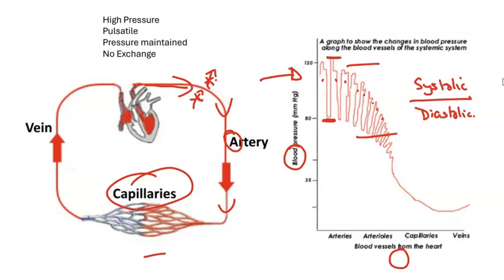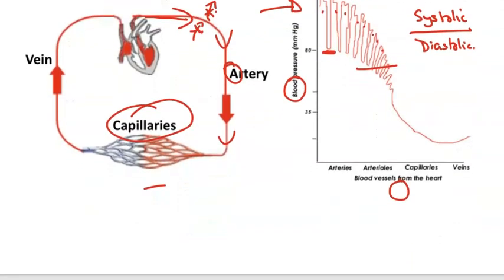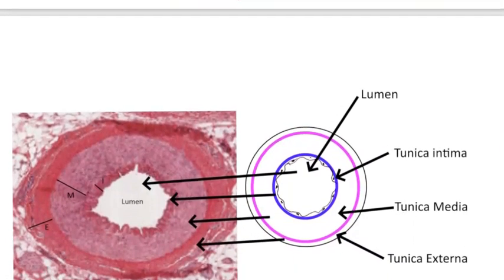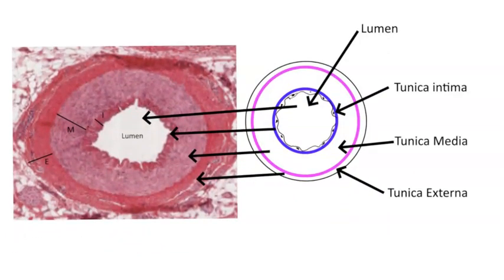But what we're trying to do is to understand why the blood pressure remains fairly high despite the blood traveling a long way from the heart. To do that, we need to examine the structure of the artery itself. So the space down the center of an artery is called the lumen. That's where the blood passes through.